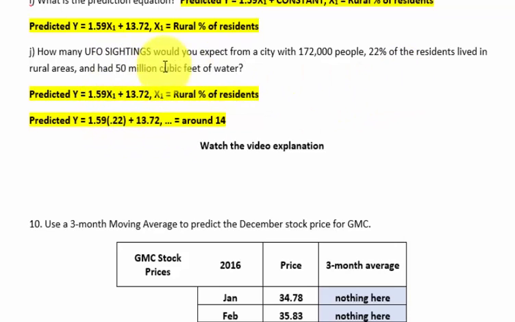And the cubic feet of water, again, that's not in the equation. So if you plug in 0.22 for X1, you simply get around 14. And that's it.